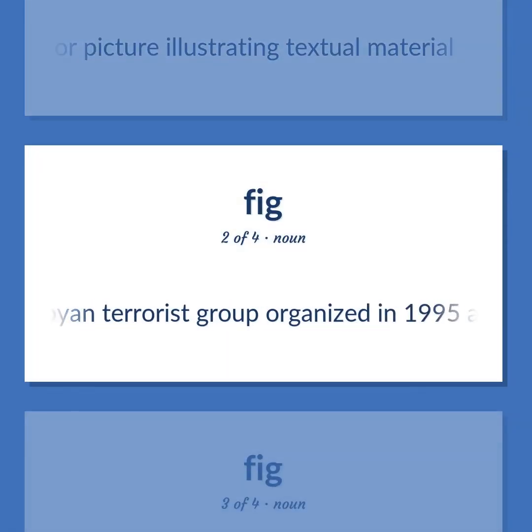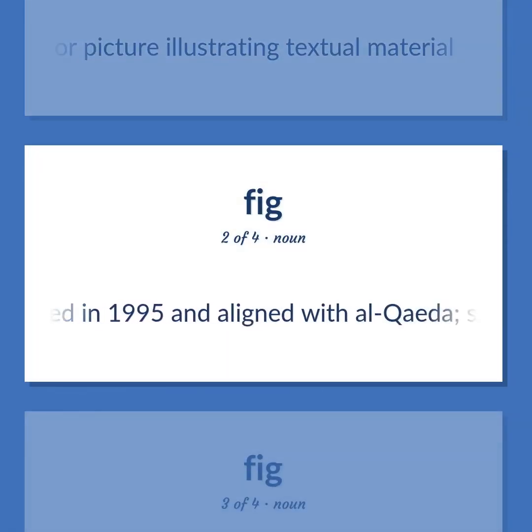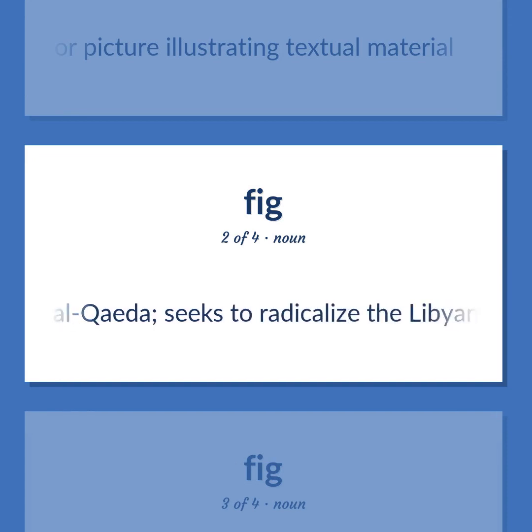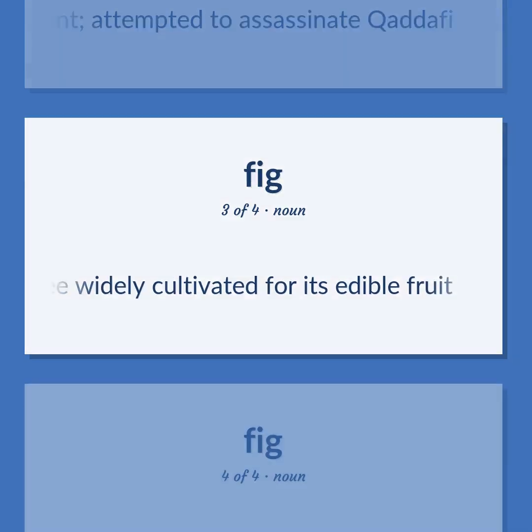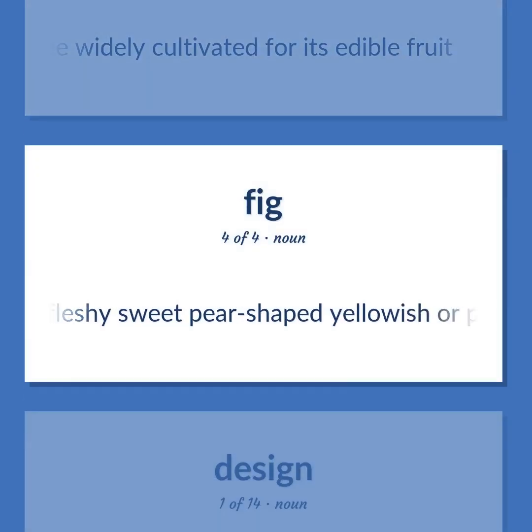A Libyan terrorist group organized in 1995 and aligned with Al-Qaeda seeks to radicalize the Libyan government, attempted to assassinate Gaddafi. Mediterranean tree widely cultivated for its edible fruit. Fleshy sweet pear-shaped yellowish or purple multiple fruit eaten fresh or preserved or dried.